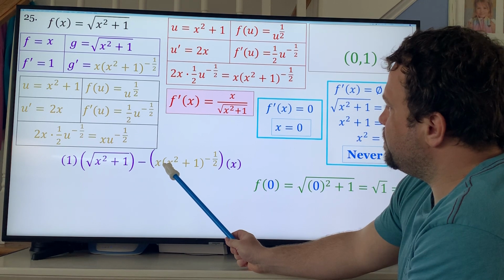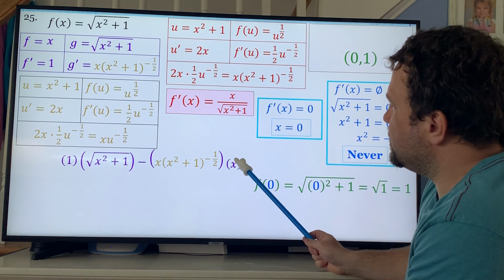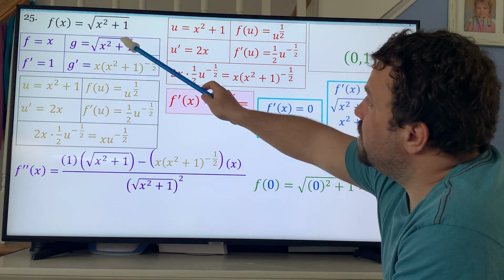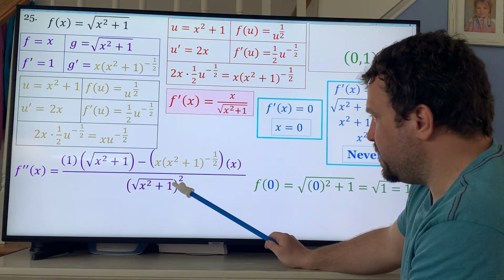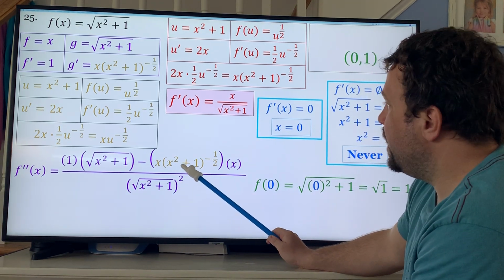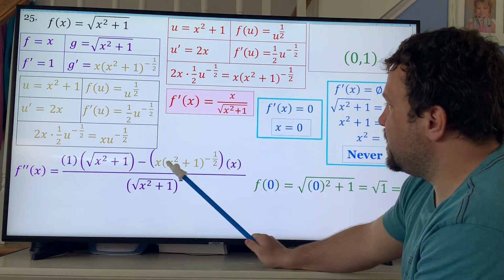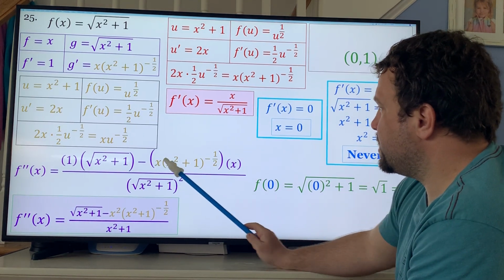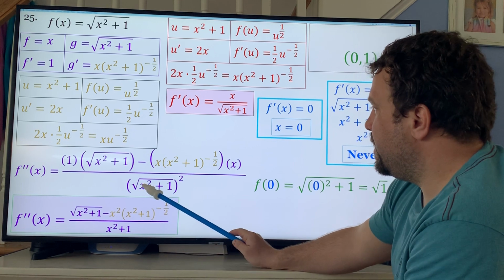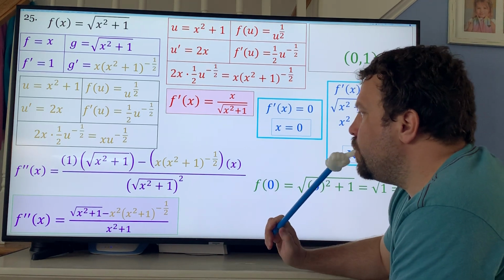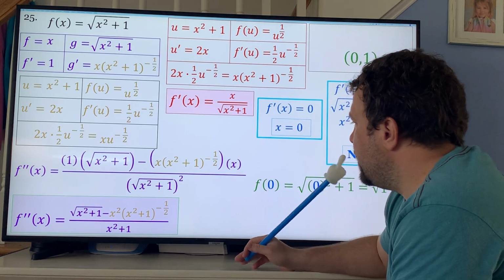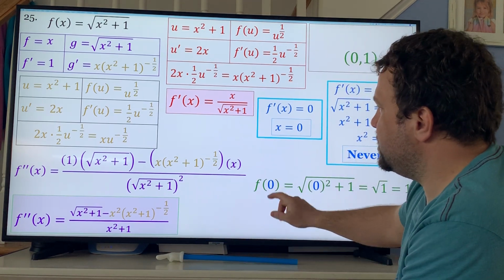Minus this, times x. X times x over that squared. Well, this squared is just x squared plus 1. X times x is x squared. This squared is this. So you're left with this as your second derivative. We can leave it like this, that's fine, because now all you really have to do is plug a 0 in there.